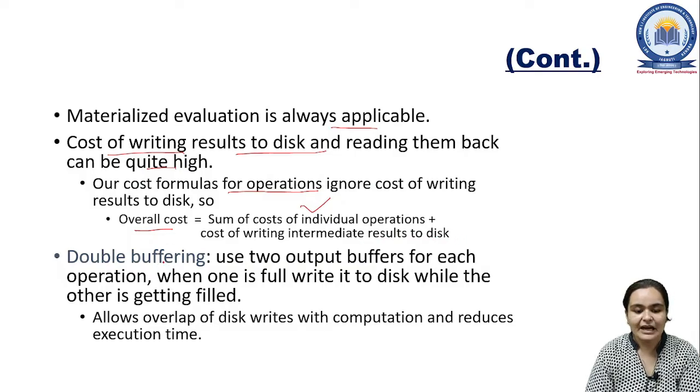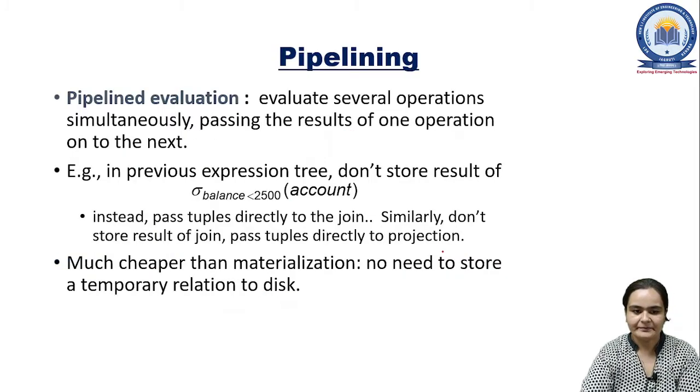Now we can use double buffering. We can use two output buffers for each operation. When one is full, write it to the disk while the other is getting filled. So it allows the overlap of disk writes with computation and also reduces the execution time.